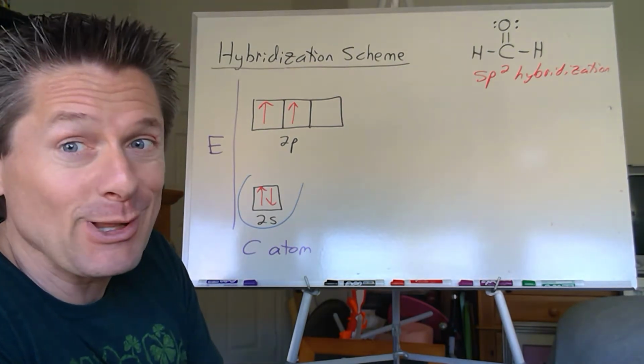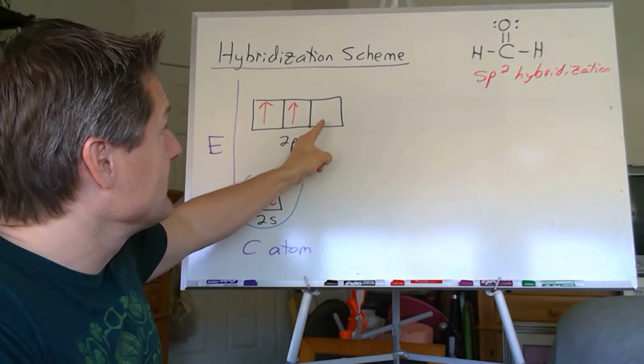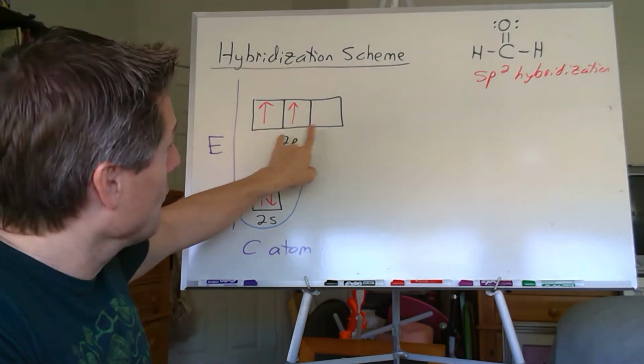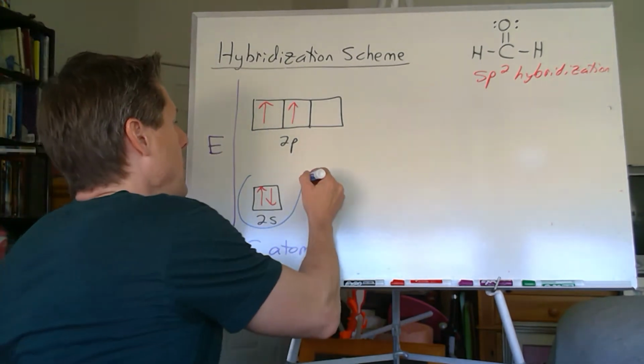If you pick the wrong 2, you're not going to get the right structure. You've got 2 of them with an electron in it and 1 that's empty. So we can either take the 2 with the electrons or the empty one. So the rule is always take the empty one first.